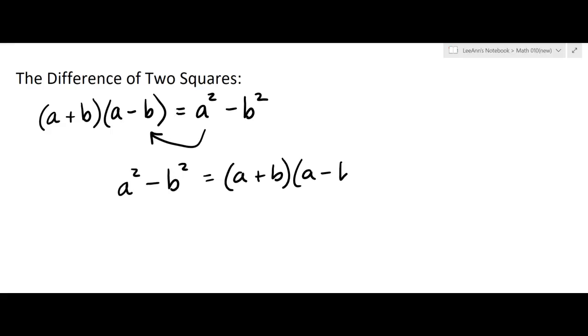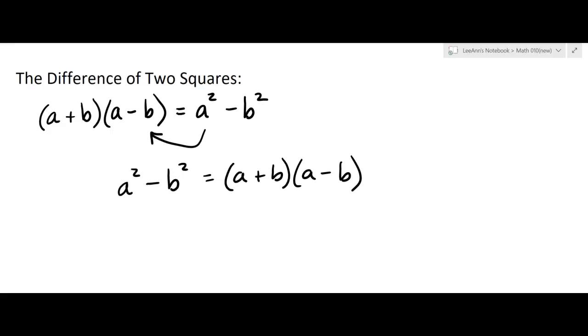Okay, so remember when we had our special products and we talked about a plus b times a minus b and how that just equaled a squared minus b squared? That was from section P4, and we had that special product. Well, now we're just going to go the other way. So if you have a squared minus b squared, it's going to equal a plus b and a minus b.